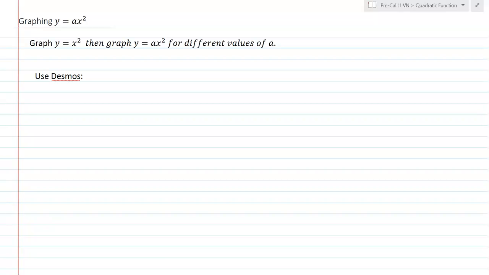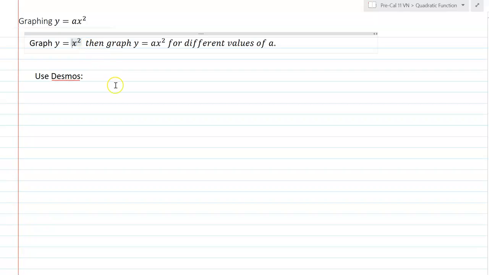Right, so now we're going to work with and look at the graph of a quadratic function where the leading coefficient of the quadratic term is not 1. The parent function y equals x squared does have a leading coefficient, and the leading coefficient in there is 1, right in the front.